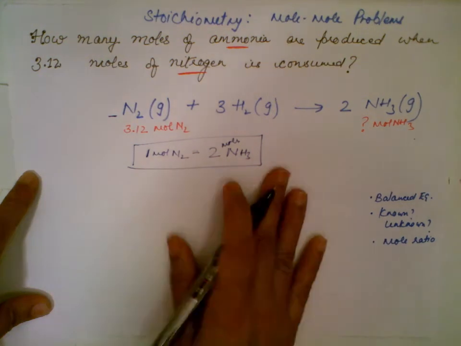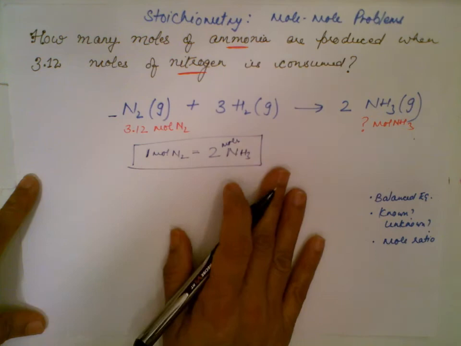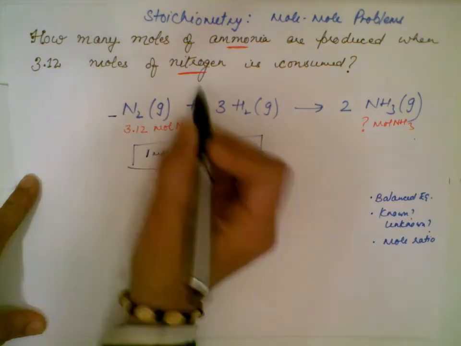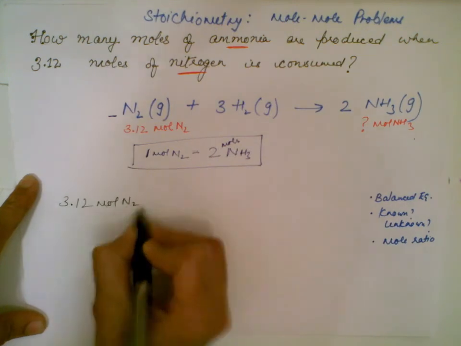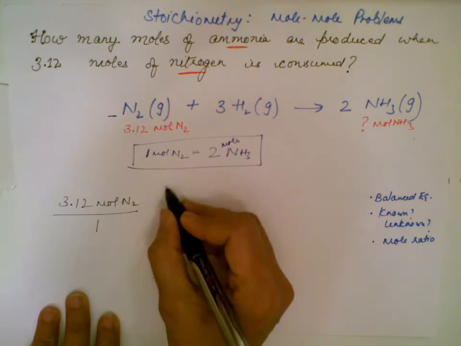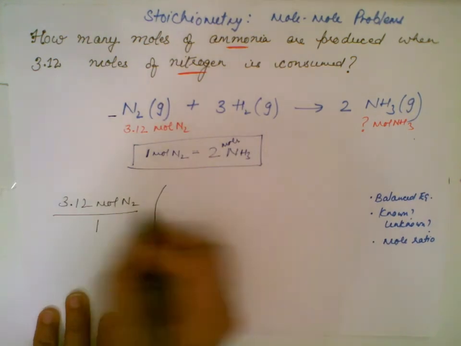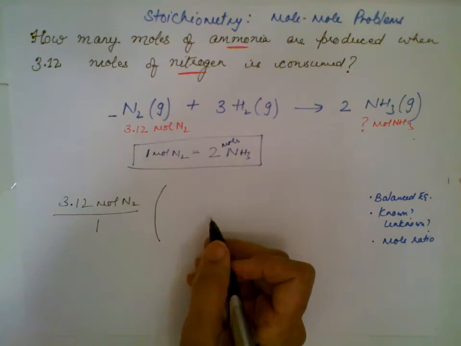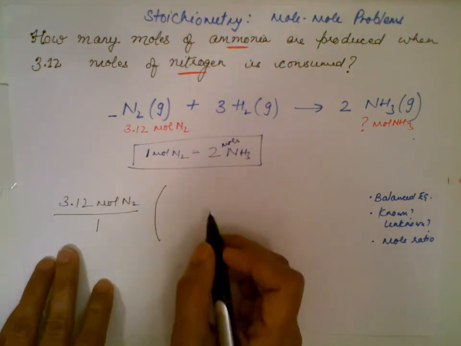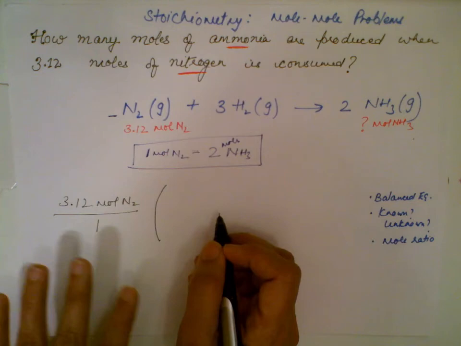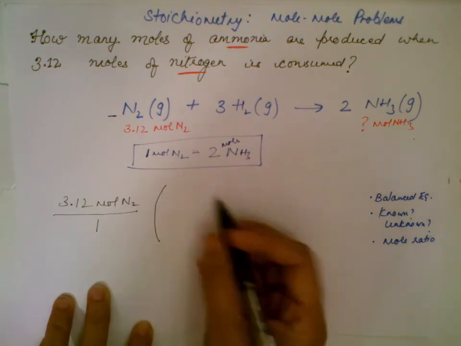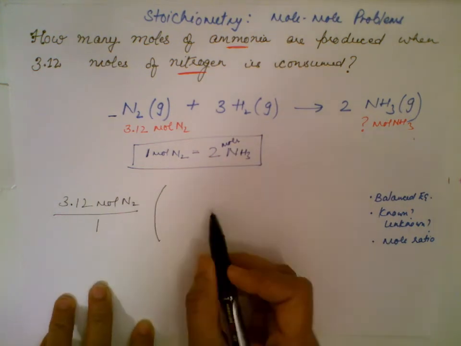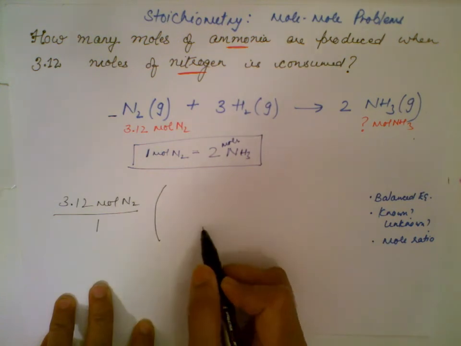To solve it, let's start out with the given. So what is our given? 3.12 moles of nitrogen is already given in the problem. Now the next step is multiply your given moles by the fraction, the mole ratio. Just like other conversion factors, since it is a mole ratio, you're going to pick the fraction in such a way where you have the moles of the unknown substance at the top and the known at the bottom.